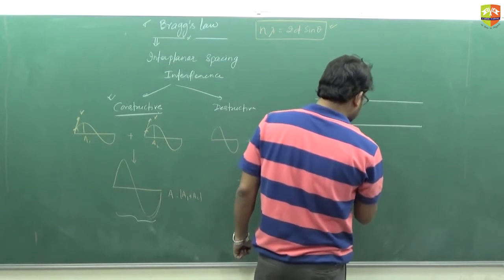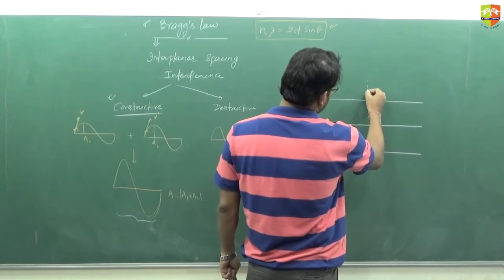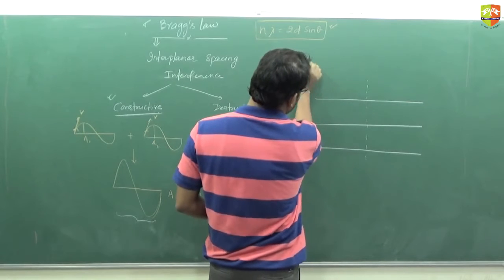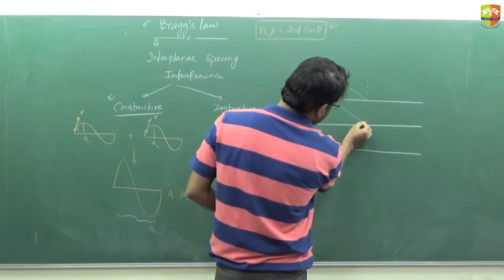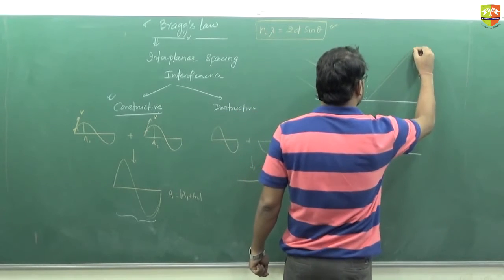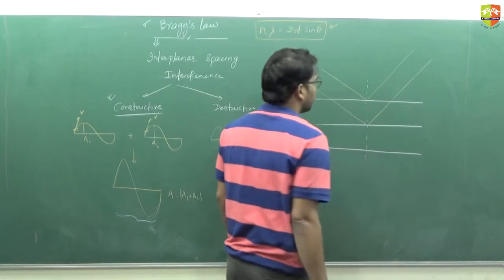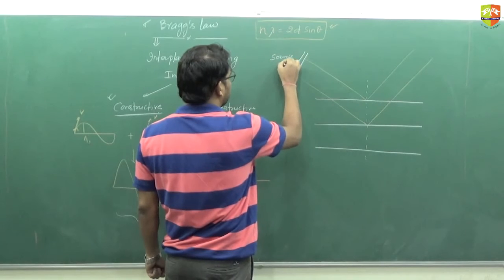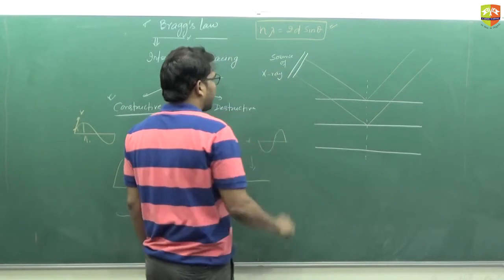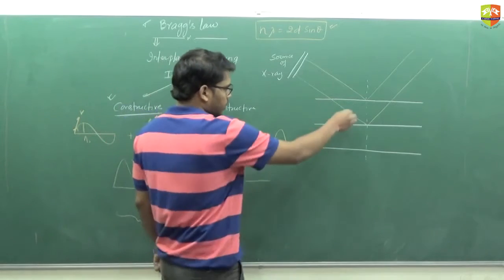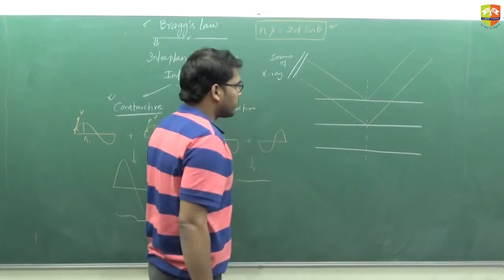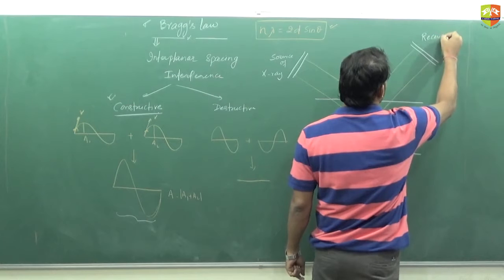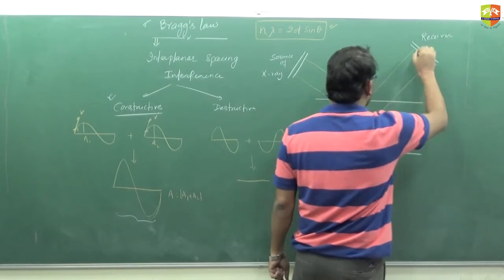This is the layer we have in the crystal. On this side we have a source of X-ray. Why are we using X-ray? Because it has penetrating power. It can go into the crystal actually. So this is the source of X-ray, and on this side we take one receiver, which can receive the reflected wave from this crystal.